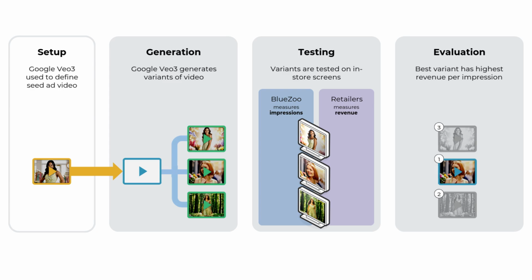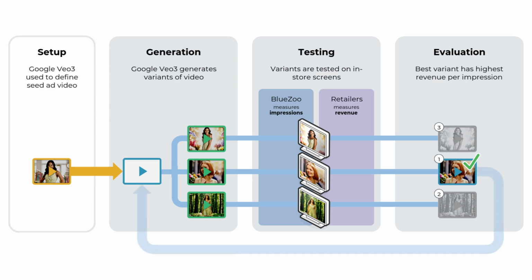Google makes it possible to generate studio-quality video quickly and cost-effectively. BlueZoo makes it possible to measure how that creative performs in the real world. Together, these systems create an optimization loop where the best-performing video, identified by the highest revenue per impression, becomes the starting point for the next generation of creative, allowing in-store advertising to be progressively improved based on measured performance, not intuition.